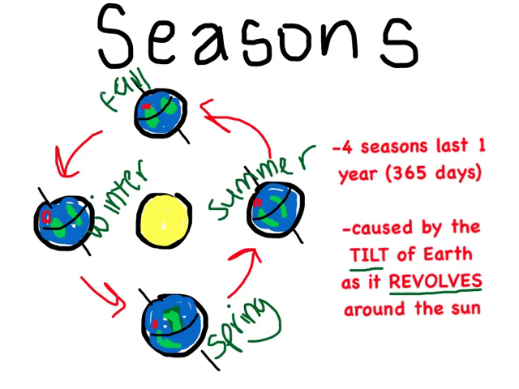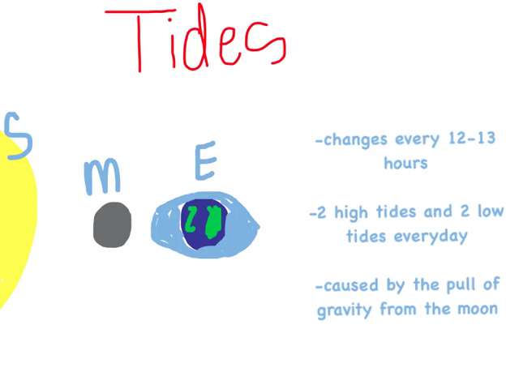It is that revolution. All right, the last cycle we're going to look at is the tides. Our key information about the tides is that it's going to change every 12 to 13 hours. And remember, that's when we're talking about going from high tide to high tide or low tide to low tide. That's going to take about 12 hours to go from one high tide to the next high tide, or one low tide to the next low tide. The other key thing to remember is that every single day we're going to have 2 high tides and 2 low tides. And those tides are caused by the pull of gravity from the moon.